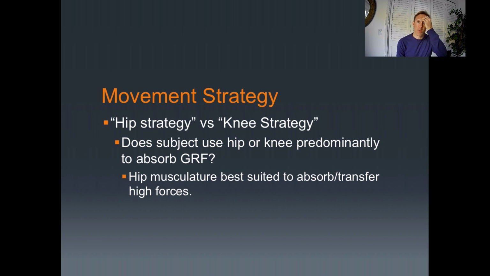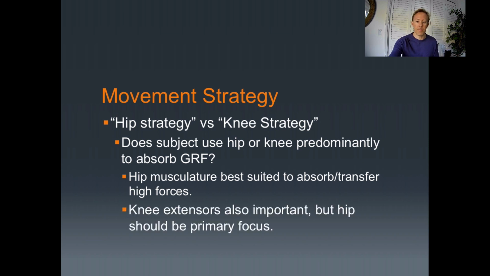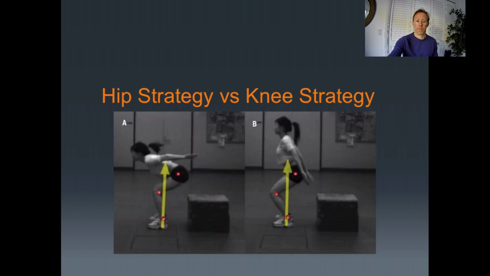So if you see somebody who's landing in this sort of knee dominant strategy, it'd probably be helpful to teach them how to use their hip musculature a little more. Essentially that's working on that hip squatting, hip dominant kind of pattern, teaching them to land like that. Again, knee extensors are important, but we really want to focus on the hip. This is based on research showing that if we can get people to use their hip more, knee injuries tend to go down.